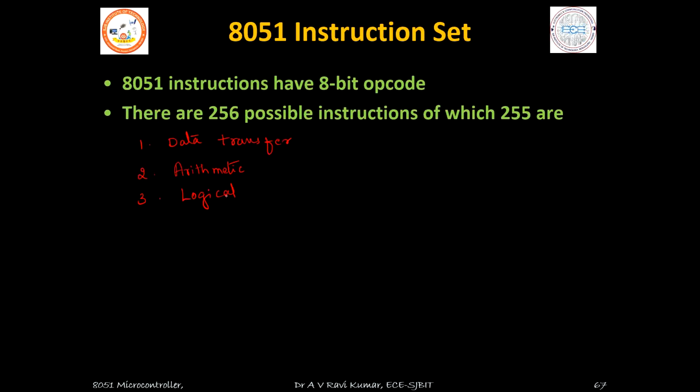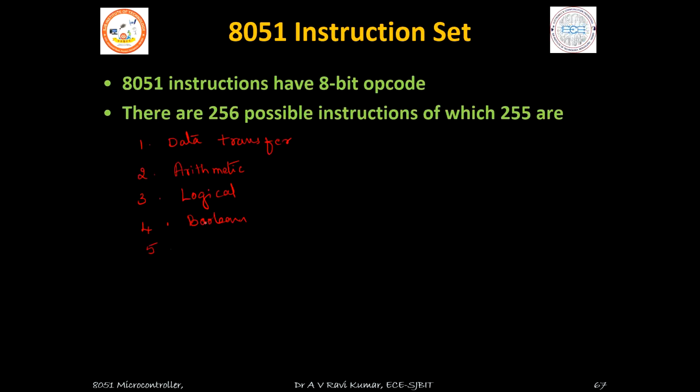The fourth one is the Boolean instructions. Here we are studying the bit-operated instructions to operate on a bit, like when we want to set a particular bit or clear a bit. Such kinds of instructions we are seeing in the Boolean instructions.